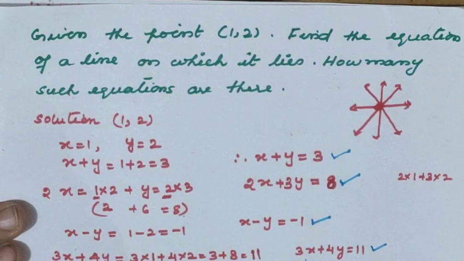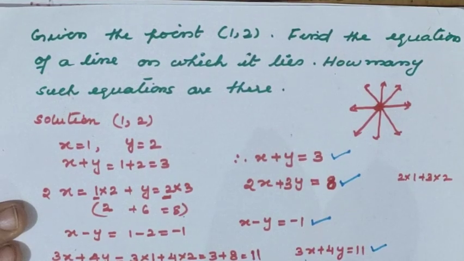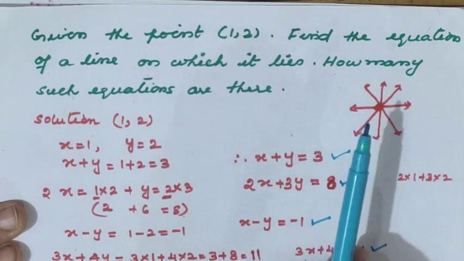What we have to do? 3 into 1, that is the x value, plus 4 into 2, that is the y value we have given. So 3 plus 8 equal to 11. So our equation is 3x plus 4y equal to 11. Here also I have made 4 equations only. You should write minimum 3. Correct?